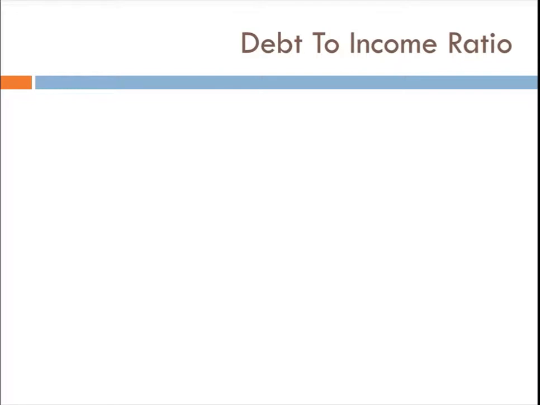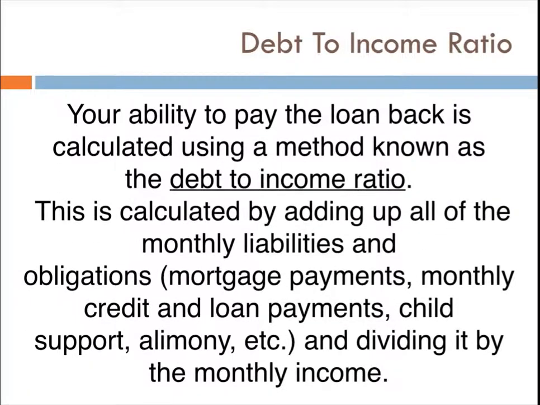Let's talk about the debt-to-income ratio. Your ability to pay the loan back is calculated using a method known as the debt-to-income ratio. This is calculated by adding up all of the monthly liabilities and obligations such as mortgage payments, credit and loan payments, or child support, and dividing those by the monthly income.